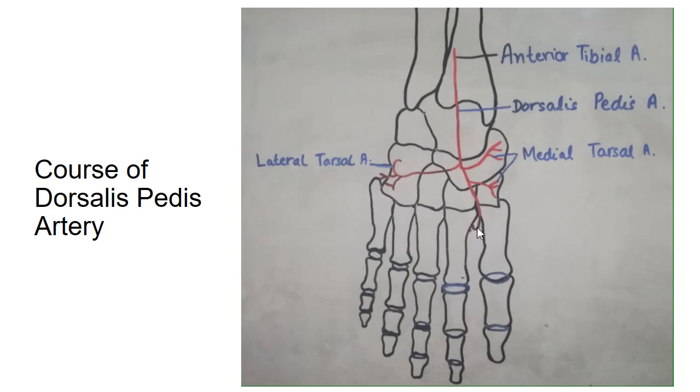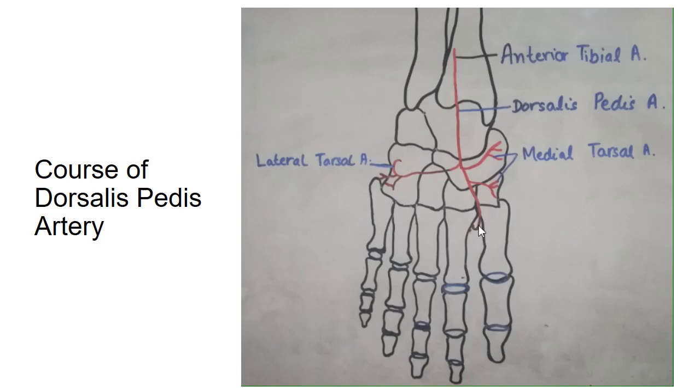After giving off this branch, the dorsalis pedis artery then runs downwards, or dips down, between the two heads of the first dorsal interosseous muscle, which arises from the first two metatarsal bones, the adjacent sides of these two metatarsal bones. After passing between the two heads of the first dorsal interosseous muscle, the dorsalis pedis artery enters the sole of the foot as the deep plantar artery.